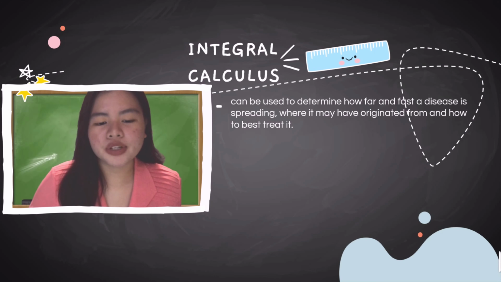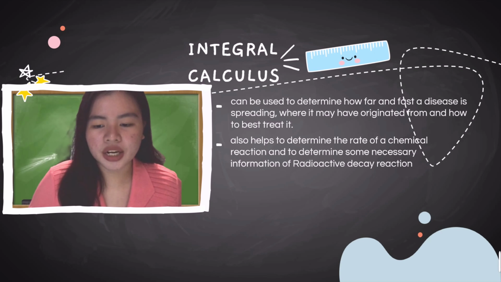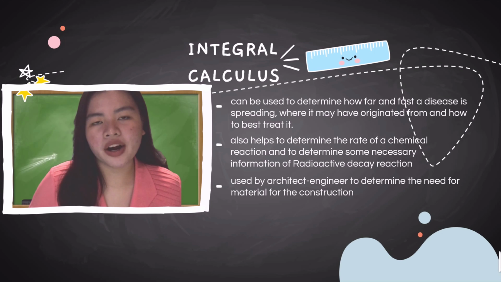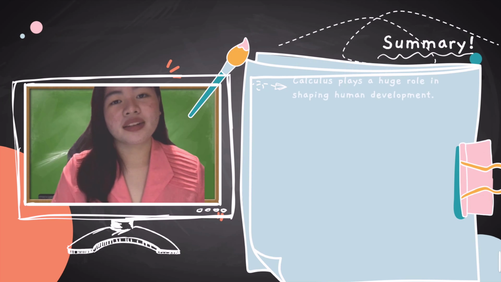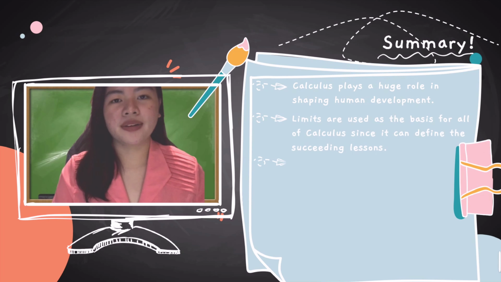It also helps to determine the rate of a chemical reaction and to determine some necessary information of radioactive decay reactions. Integral calculus is also used by architects and engineers to determine the materials needed for the construction of a building.